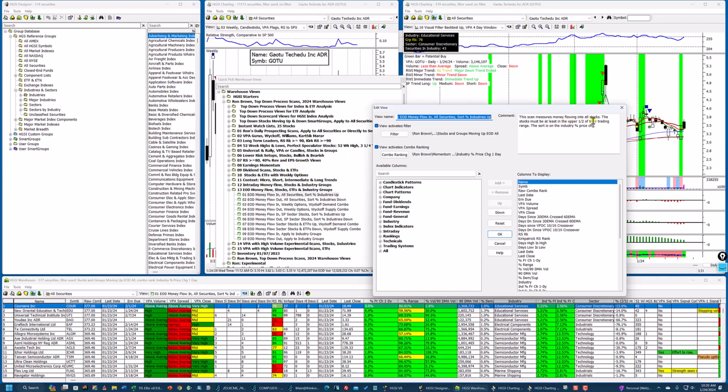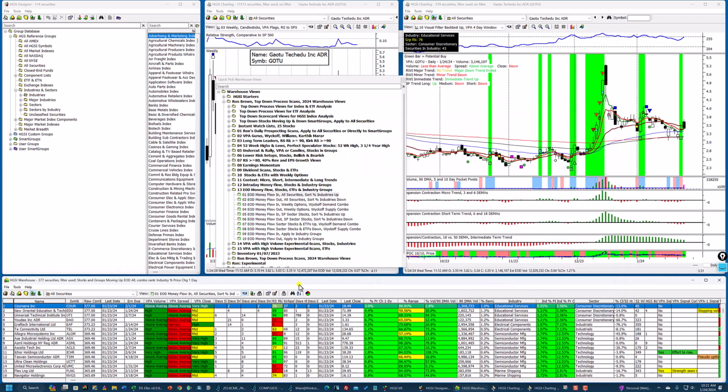This scan measures money flowing into all stocks. The stocks must be at least in the upper one half of their trading range, or the end of day range in this instance. And the sort is on the industry percentage price change. So you can see that last night at the close, there were 377 stocks that passed this. Not a tremendous amount of stocks, and the reason is the requirement of being in the upper 50 percentile of the range eliminates a lot of stocks.